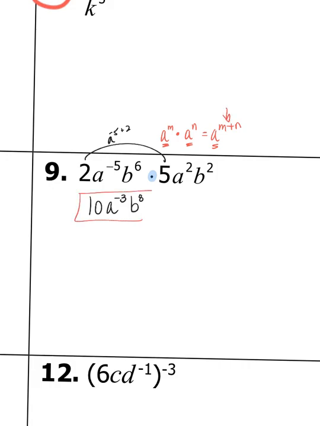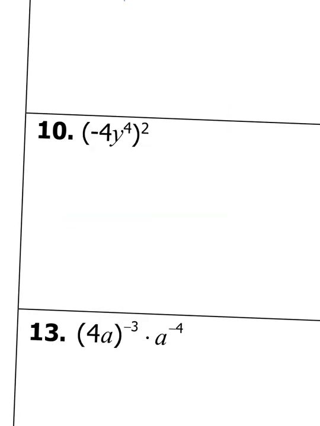So this answer is not wrong, it's just not simplified, and the reason why it's not simplified is because a is still being raised to the -3rd power. So final answer of 10b to the 8th over a to the 3rd, because a negative exponent is the same as the reciprocal of the positive. So if we reciprocate that negative exponent, it turns positive.